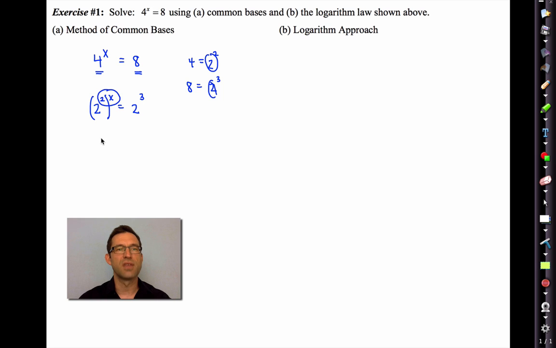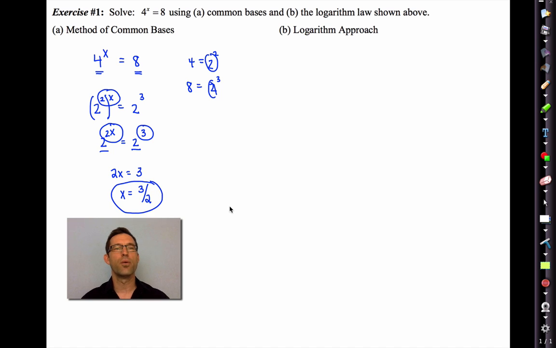Remember then, I can use the exponent law that says that I will multiply those two exponents and get 2 to the 2x equals 2 to the 3. And as soon as we've got those common bases, we can now set the exponents equal. 2 times x is equal to 3, and x is equal to 3/2. There we go, right? The method of common bases.